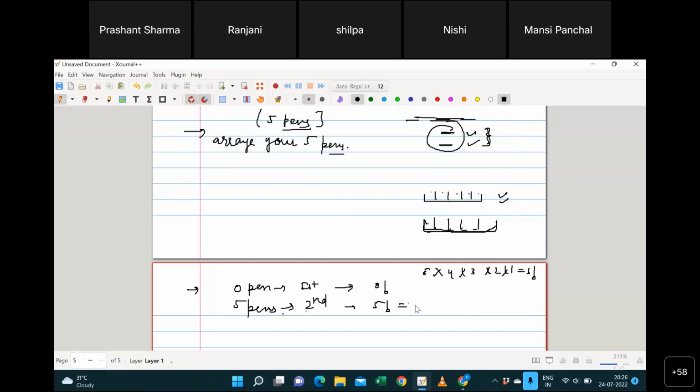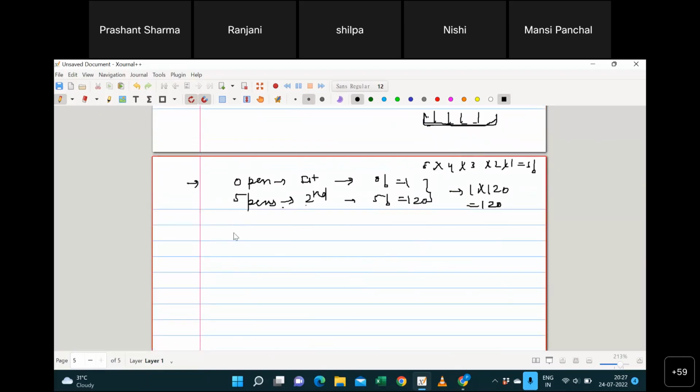Is this clear? Is it okay for everyone? Yes. Okay. Similarly, the second case will be there: 1 pen in the first one, and 4 pens in the second box.